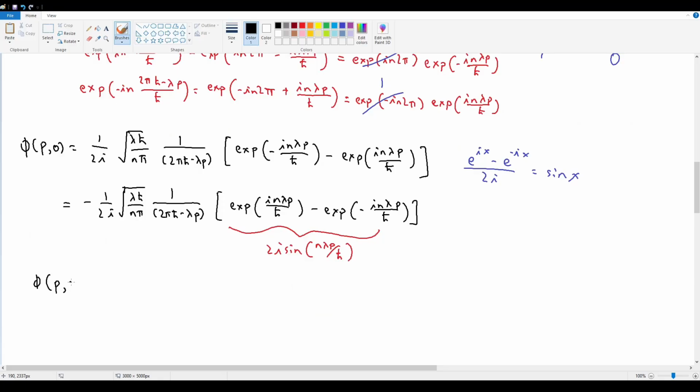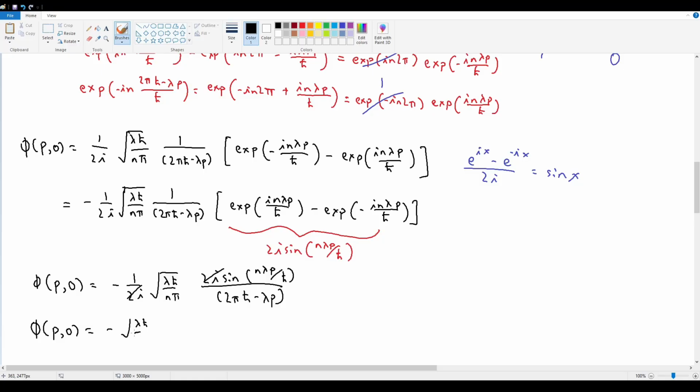Phi of p comma 0 is therefore equal to negative 1 over 2i multiplied by square root lambda h bar over n pi multiplied by 2i sine n lambda p over h bar divided by 2 pi h bar minus lambda p. The 2i here cancels the 2i here, so that leaves us with a phi that is equivalent to negative square root lambda h bar over n pi multiplied by sine of n lambda p over h bar divided by 2 pi h bar minus lambda p.